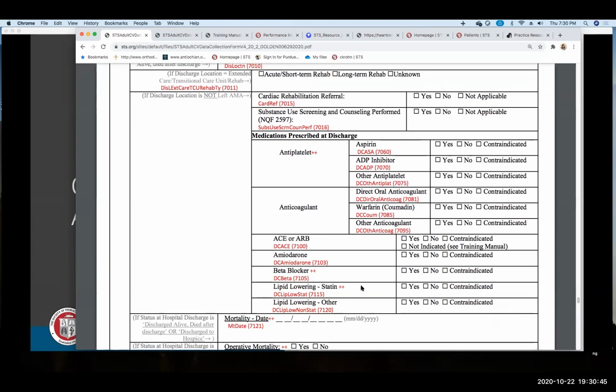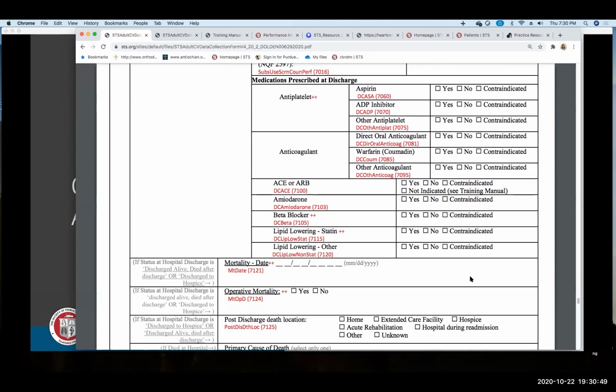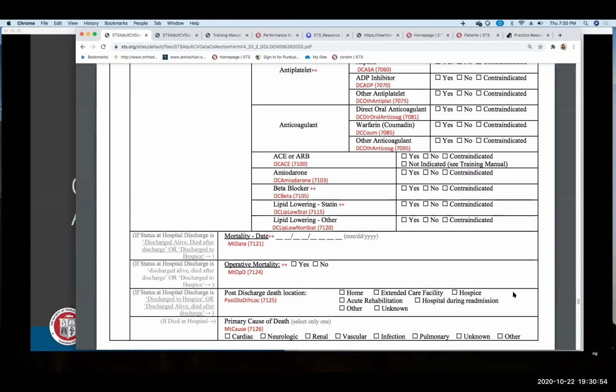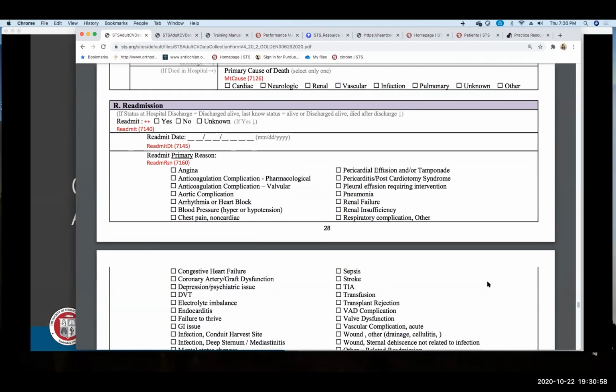Current operative mortality is considered 30 days from OR date. For hospice patients, we would go until when that patient expired. And then we get into the readmission and reason for readmission.